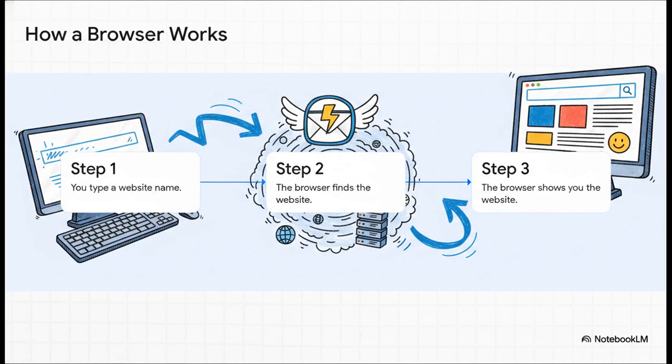So how does it pull this off so fast? Well, it's really just a simple three-step dance. First, you give it an address. You type in something like google.com. Second, the browser zips off like a super-fast messenger to find the exact computer or server where that website lives. And finally, it grabs all the code from that site and instantly translates it into the text, the images, and the videos that you see on your screen. It happens in the blink of an eye.